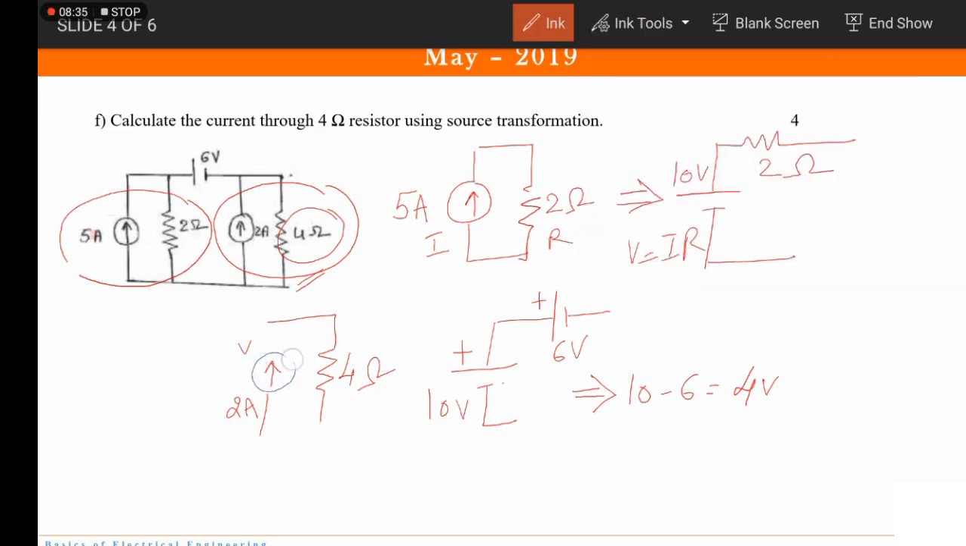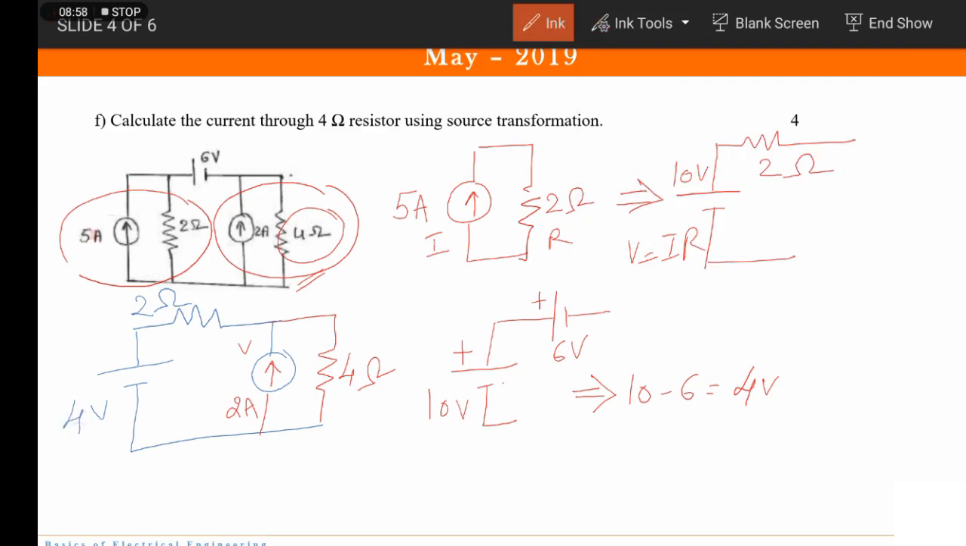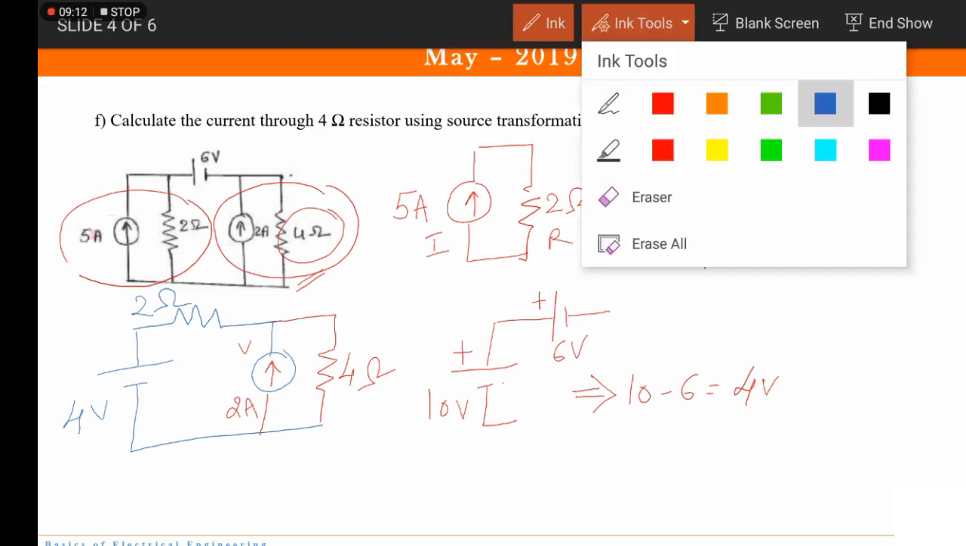So now let us modify the circuit here. This is as it is. Even the 2 ohms will remain as it is. The only difference will be this. So this becomes 6 volts. Sorry, 4. It is 4. Yes, so this is 4 volts. Come on, tell me what is going to be the next step now. Again, we have a bit complicated circuit. We have a voltage source and a current source. So what should be the next part?